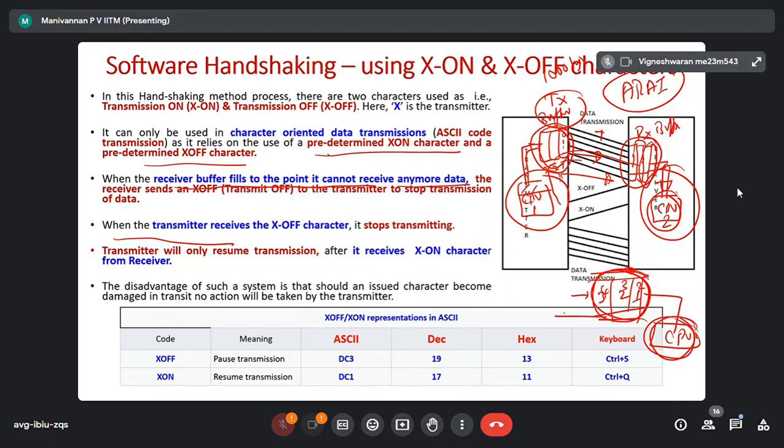This will send a signal. What signal? XOFF signal will be sent. This will be sent to the transmitter, so the transmitter stops transmitting. Correct. Now the CPU2 reads the data.